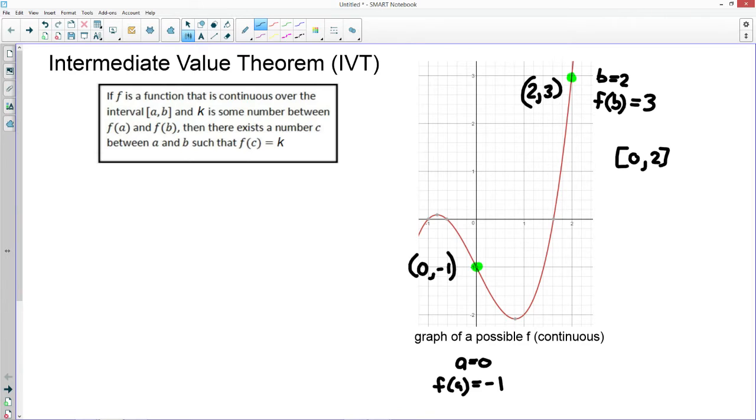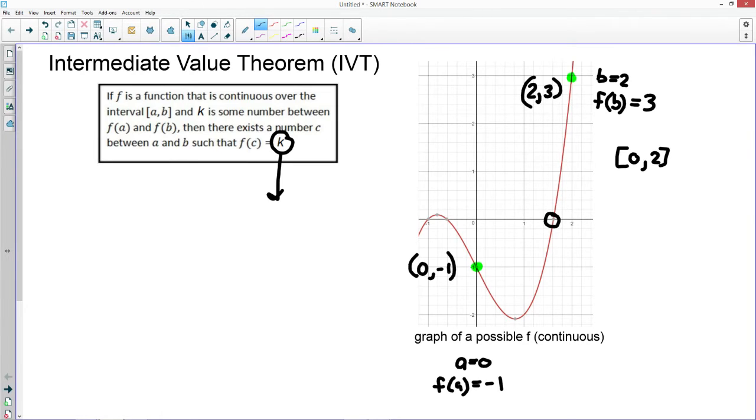All right? So I'm going to pick a k, and that's typically how you have to deal with problems in this section. I'm going to pick a k, and of course my k is limited, right? Because k is some number between f of a and f of b, right? So in our case, k is between -1, that's f of a, and 3, right? So I'm going to pick this one, 0. So I'm going to pick a k of 0.